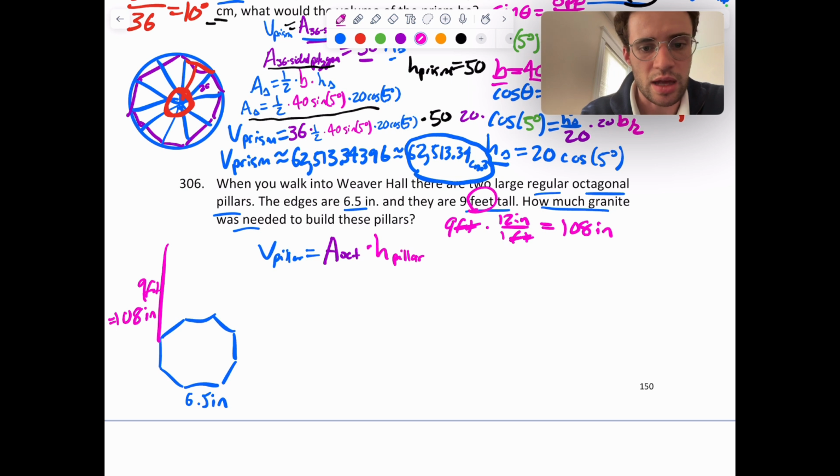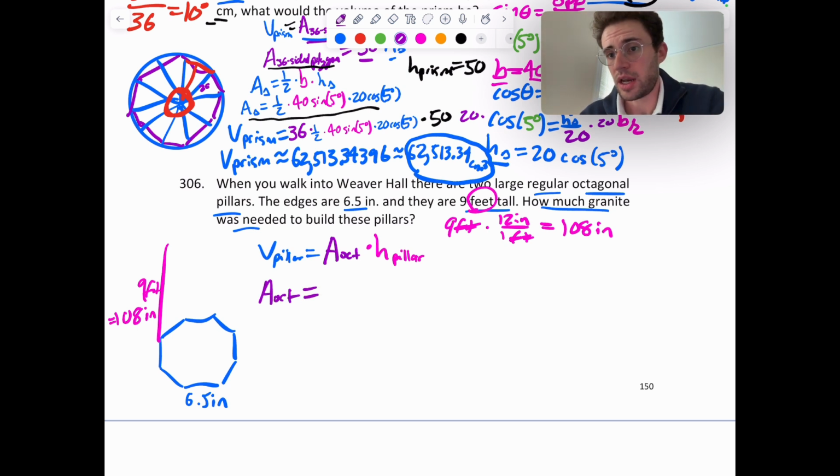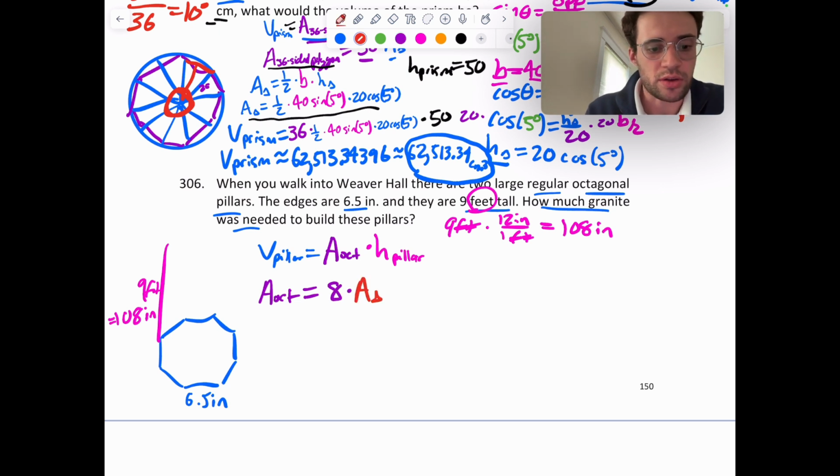Also, you call that the altitude of the pillar. So we know the height of the pillar is 108 inches. We just need to find this area of the octagon. And as we've been doing with a lot of these areas of polygons, and as we just did with the 36-sided polygon, we're just going to do 8 times the area of the triangles that make up that octagon, right? It's a regular octagon. You could divide it into 8 congruent triangles like this.